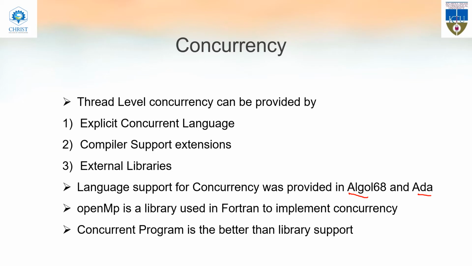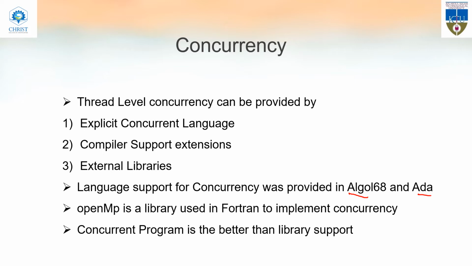The second type is that during the compilation time, some extensions can be added so that you can impart concurrency to that language. Actually, that is not a feature of the program, but you are adding some extensions to the compiler so that the feature called concurrency can be imparted. So that's the second way we can implement concurrency in a language.